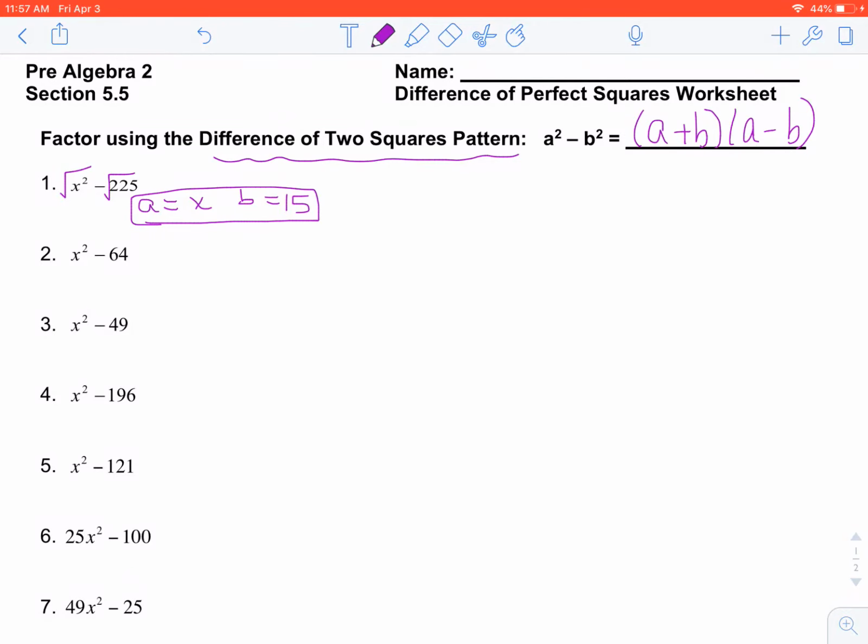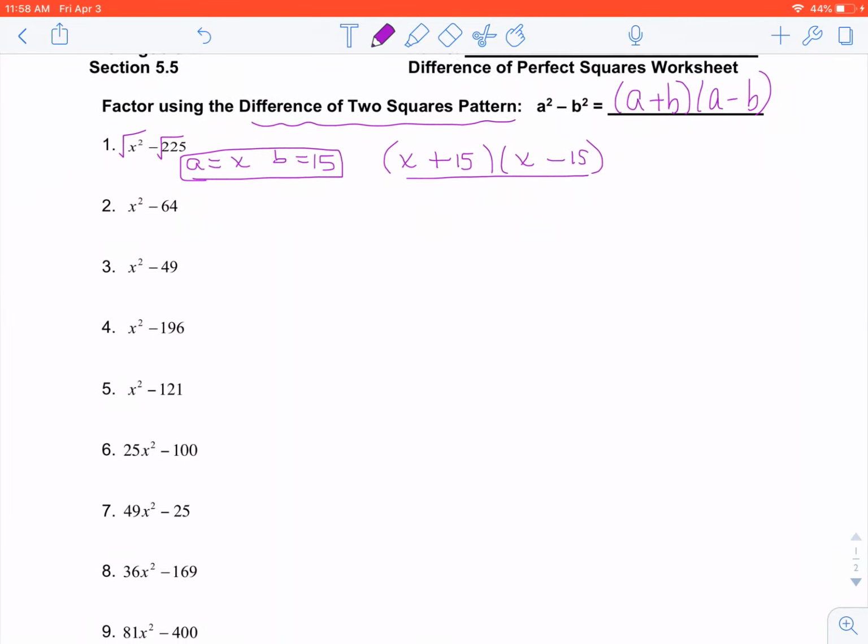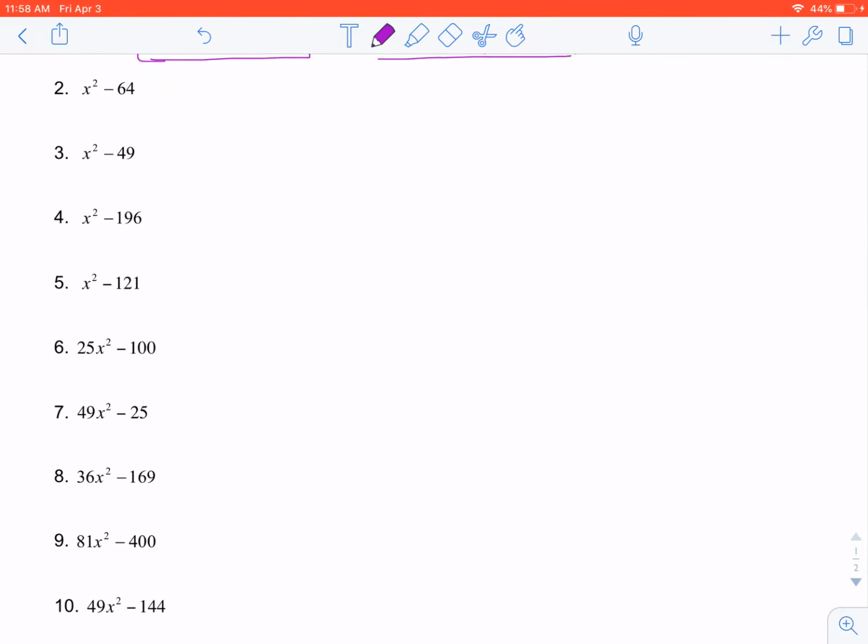So then the next step is to write it as the pattern. Something plus, something minus. And you're just using that A and B value. X plus 15, X minus 15. Again, if you want to receive full credit, you have to have some type of work. And what I have boxed here is the minimal amount of work that you need to show. Your answer is this right here. Factored form means parentheses multiplication.